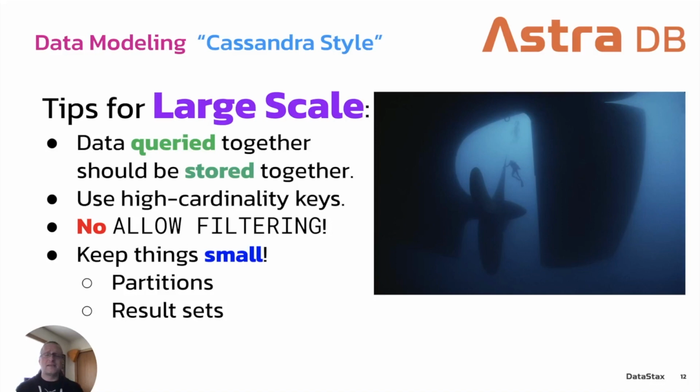And then lastly, try to keep things small. Small partitions, small result sets, small column values. The smaller the better. The more you pull back from Cassandra only what you need, the happier you're going to be.